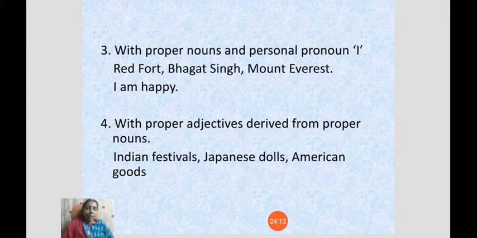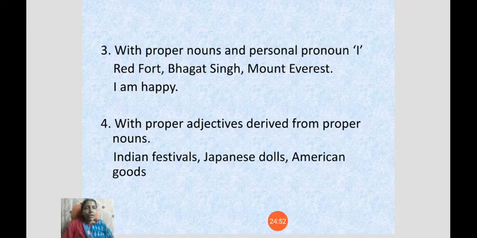I am happy. So in this, I is a personal pronoun. Not only at the beginning of the sentence, wherever I comes, you should use it in capital. In between the sentence also, if I comes, you should use it as a capital.